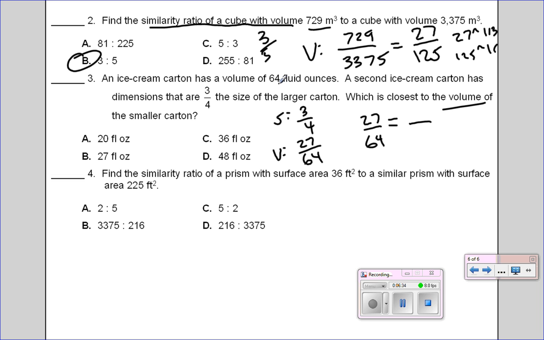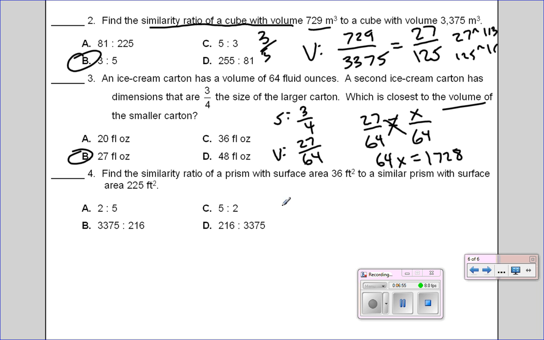Now, 64 is the bigger carton because the other one's smaller, so we'll get 64 here and x here. Cross multiply, we get 64x equals 27 times 64, which is 1728. Divide by 64, and we get x equals 27 fluid ounces.